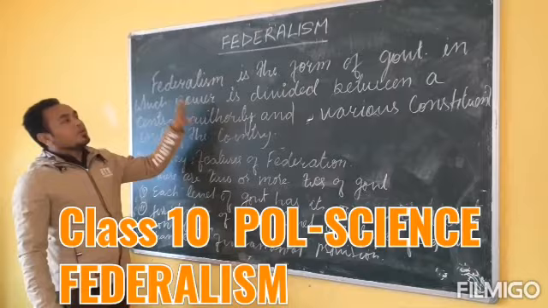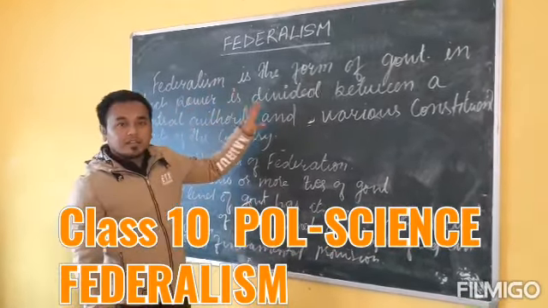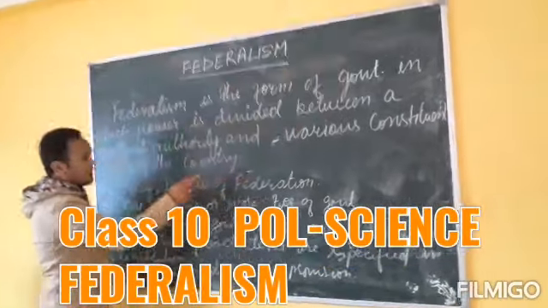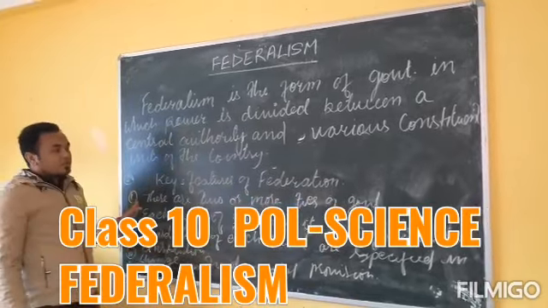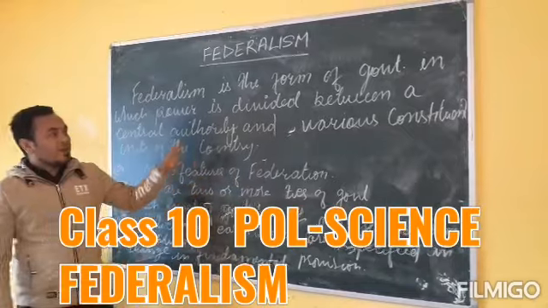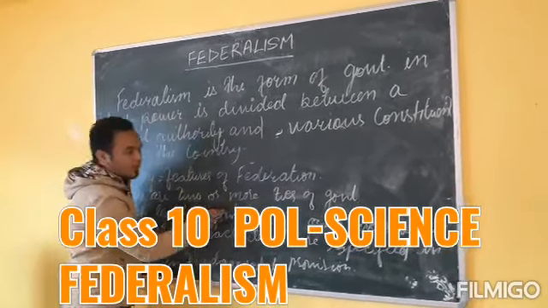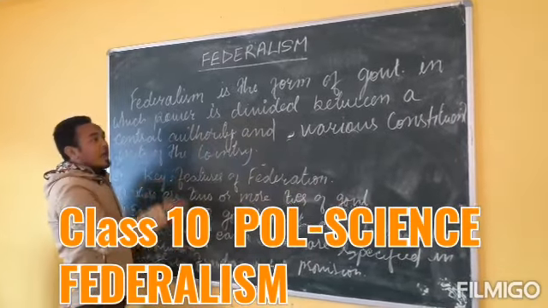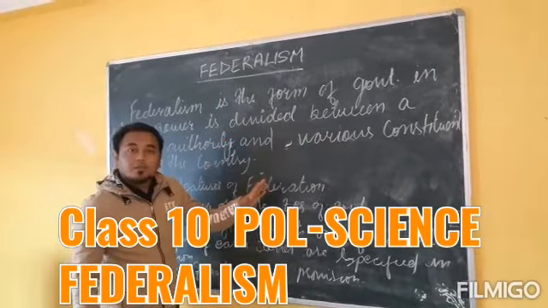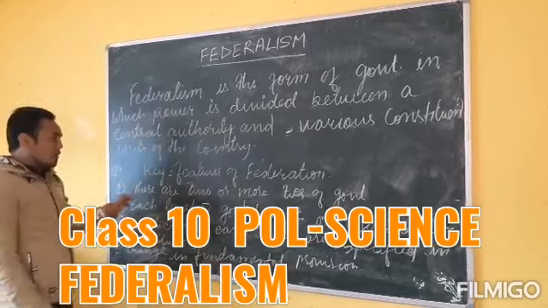So in federalism, the powers are divided into two units, that is the central level and the state level. Now we move on to the key features of federalism. Number one feature of federalism is there are two or more tiers of government. We have already discussed that in the federal form of government there is the government at the central level and the government at the state level, and there is a local level also that we are going to discuss later on.